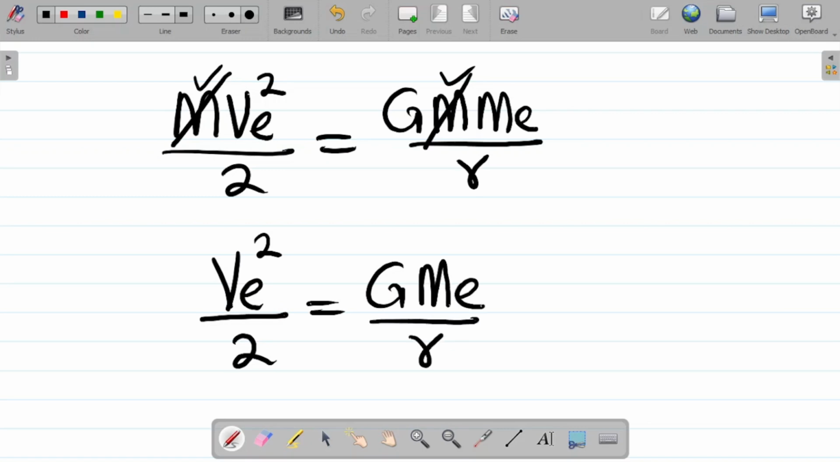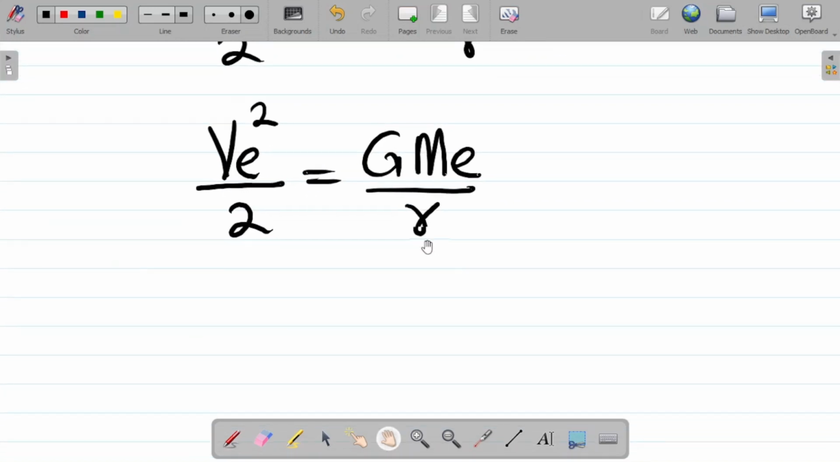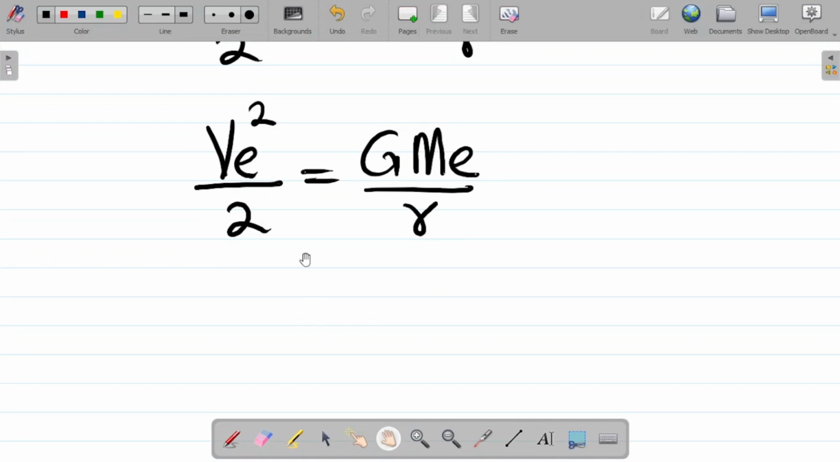So if we have this here, what's next? At this point here, let's make Ve, that's escape velocity, the subject of the formula. From here, this cancels this and this cancels this.